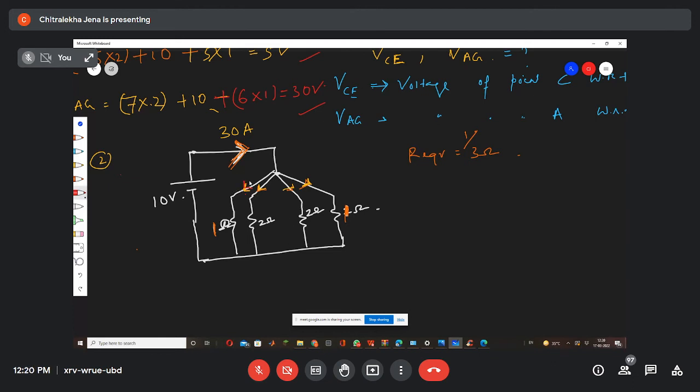What is the current going in 1 ohm? What is the current? 10. 10 ampere. 1 ohm mein kitna hai? 10 ampere. 2 ohm mein 5 ampere. Sahi hai toh? Yes, ma'am. Okay. You will check it. This one, you will check it. These two problems, you do it in addition to those two.